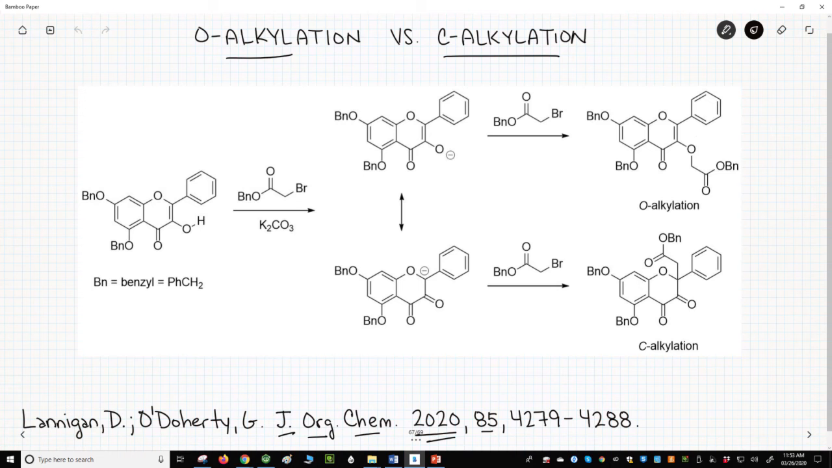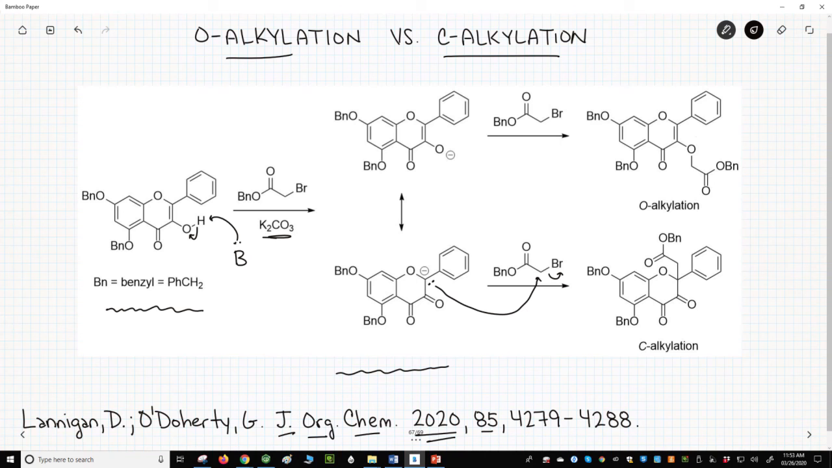The O'Doherty group treated a related molecule to the far left with a weak base, potassium carbonate, and a primary halide. The base deprotonated the enol to form an enolate. Both resonances of the enolate are shown. We are accustomed to seeing enolates get alkylated on carbon, as shown on the bottom.